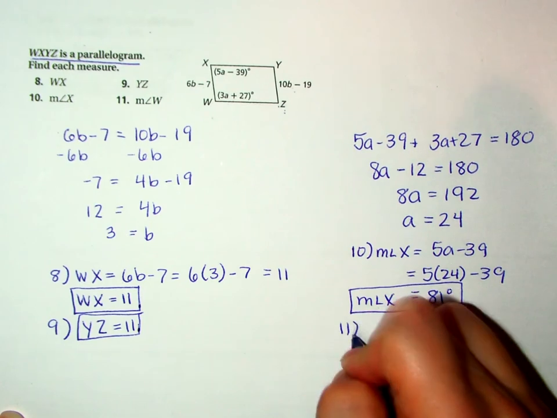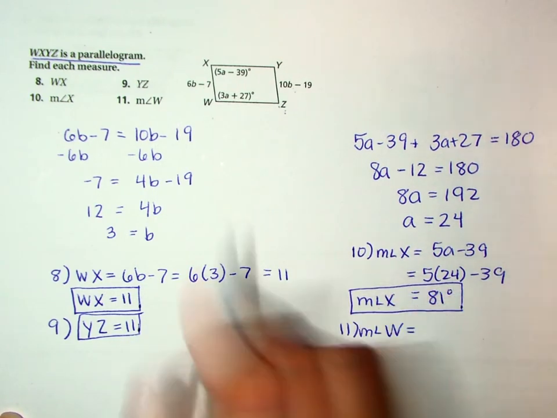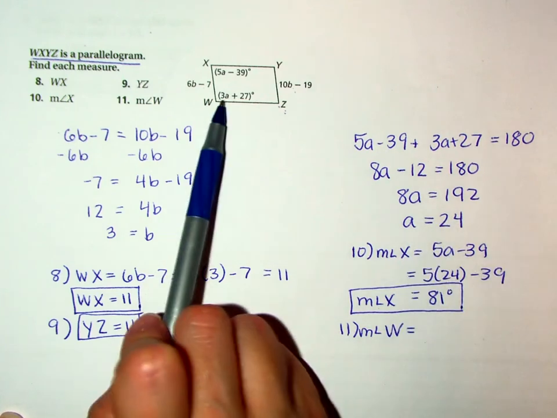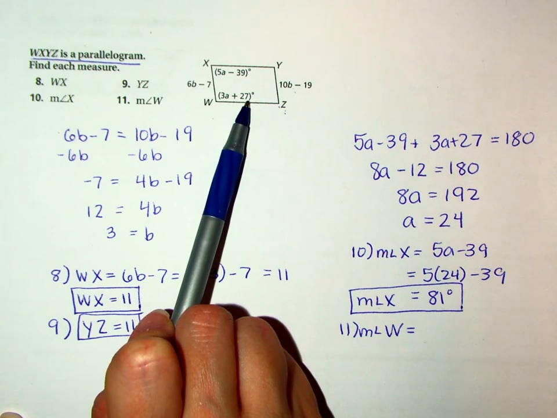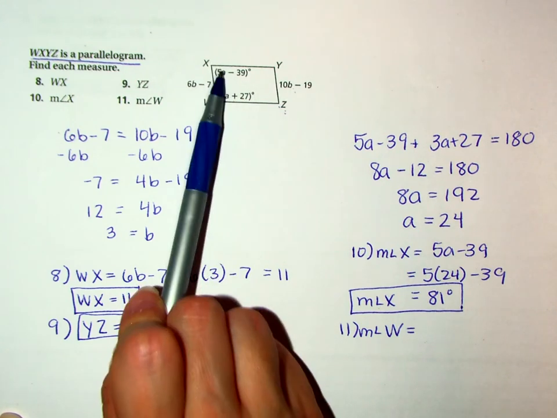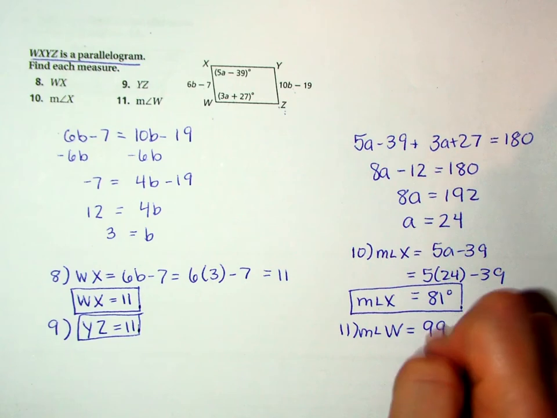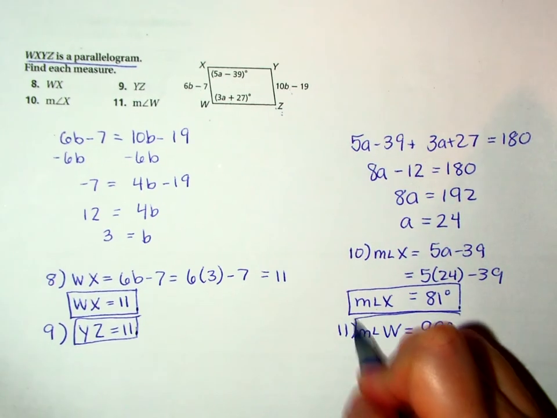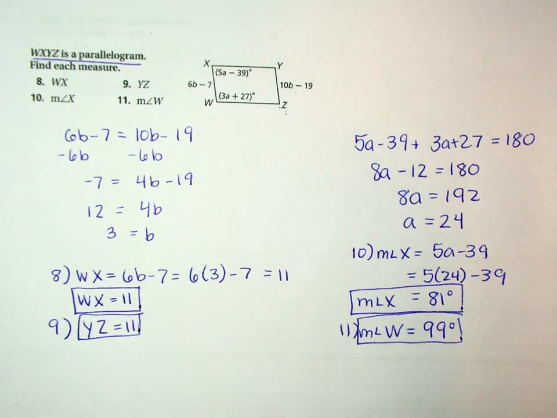Now number 11 asks me to find the measure of angle W. Again, I could take that a and plug it into this 3 times 24 plus 27, or remember, our consecutive angles are going to be supplementary. If I already know that this one's 81, if I do 180 minus 81, I'm left with 99 degrees because, again, these 2 angles should add up together to be 180 if they're consecutive angles inside a parallelogram.